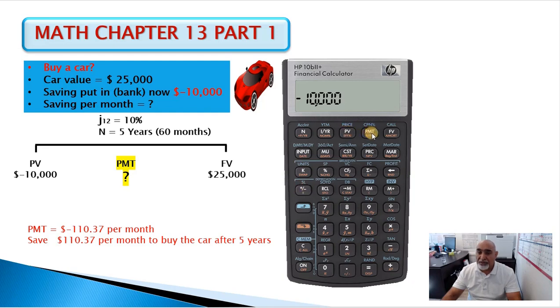That answer that we get afterwards is going to be how much money we need to put away every month, and we want to have $25,000 in our bank account afterwards. The number is $110 per month. We need to save $110 per month to buy the car after 5 years.